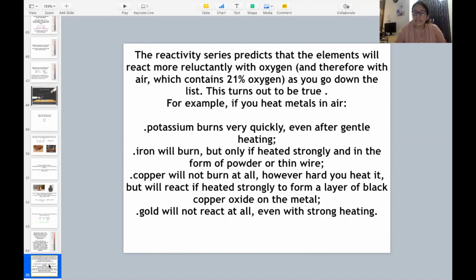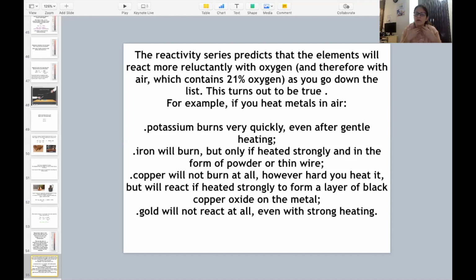The reactivity series predicts that the elements will react more reluctantly with oxygen, and therefore with air, which contains 21% of oxygen, as you go down the list. This turned out to be true. For example, if you heat metals in air, potassium burns very quickly and vigorously, even after gentle heating.